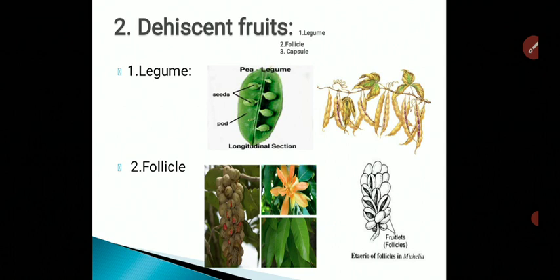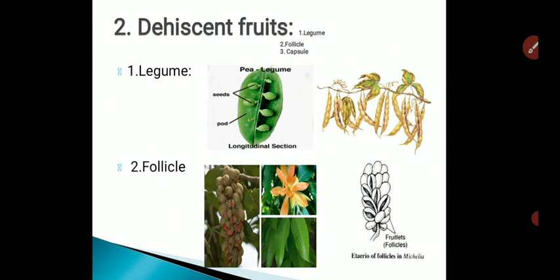The second type of dehiscent fruit is the follicle. Follicles are dry, dehiscent, one-chambered fruits derived from a monocarpellary, single carpellary superior ovary, and this develops into a fruit which dehisces along the ventral suture or dorsal suture, that is along only one suture. For example, in calotropis, the dehiscence is along the ventral suture.